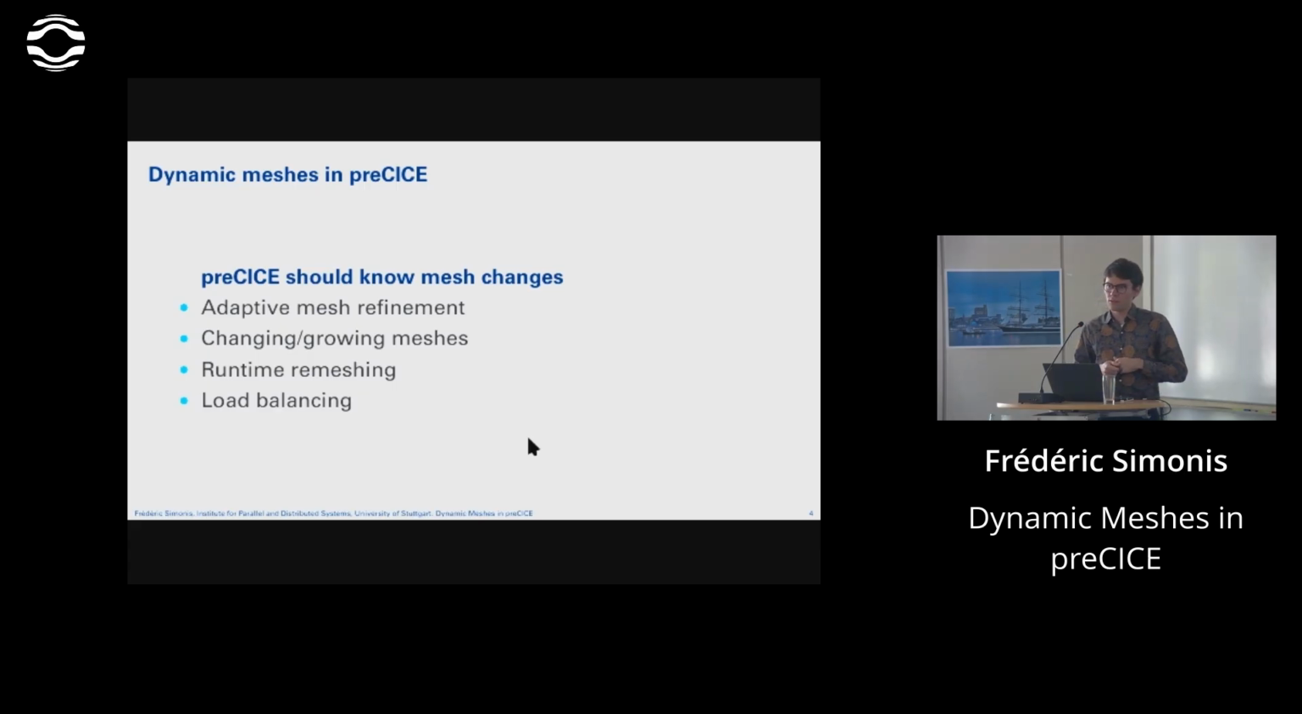Another example is also changing meshes. So we had a good use case where you have a growing mesh over time, where at specific points in time you add cells to the mesh, so your mesh grows. On the other hand, you can also have a glacier or so where the mesh shrinks over time.